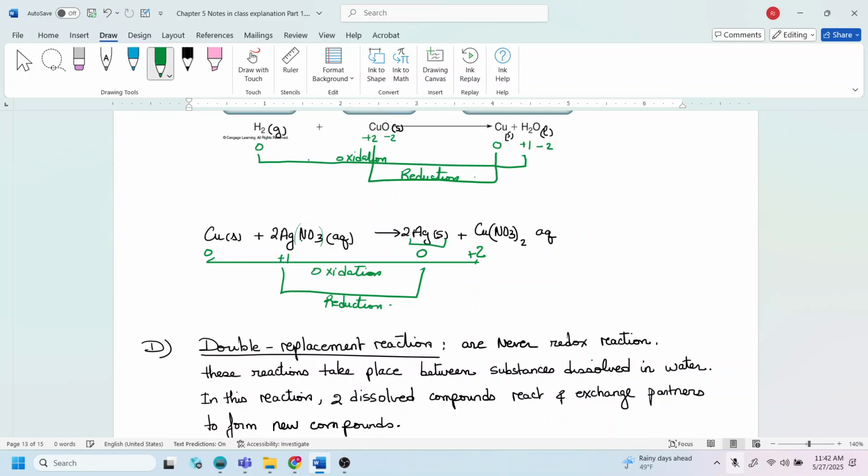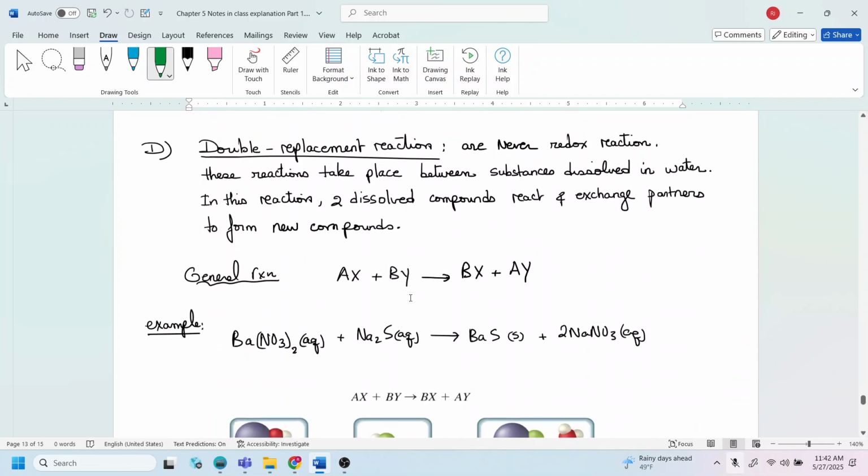As long as you can find an element in the reactants that is losing, and another one that is gaining, then you're fine. Okay, so that is going to be a redox reaction. It's a single replacement, not combination, single replacement reaction.